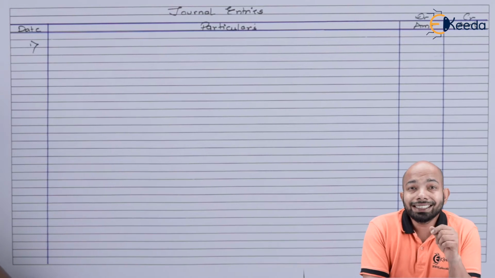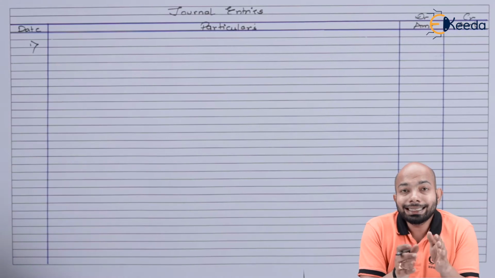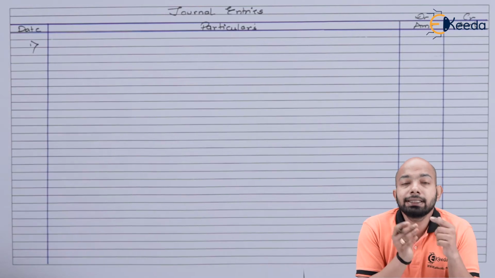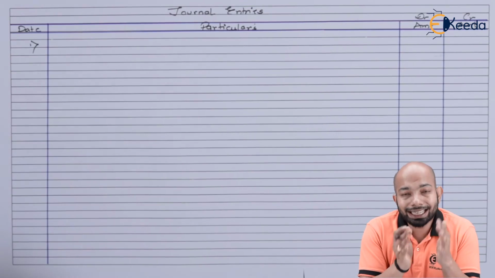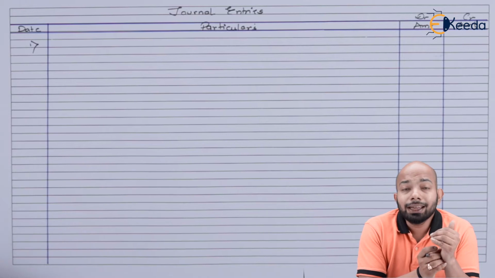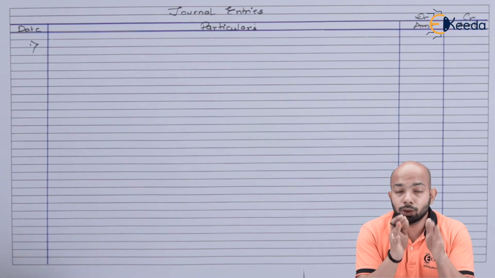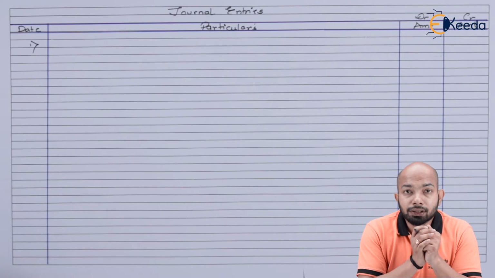Now, the first entry will be the one related to promoters, something we're giving to promoters, and then it will be followed by the entry related to purchase of machinery, and then the rest, public subscription. So let's start with the promoters entry first.